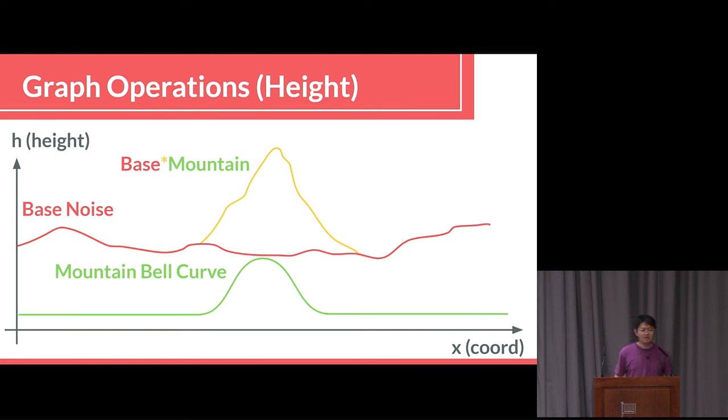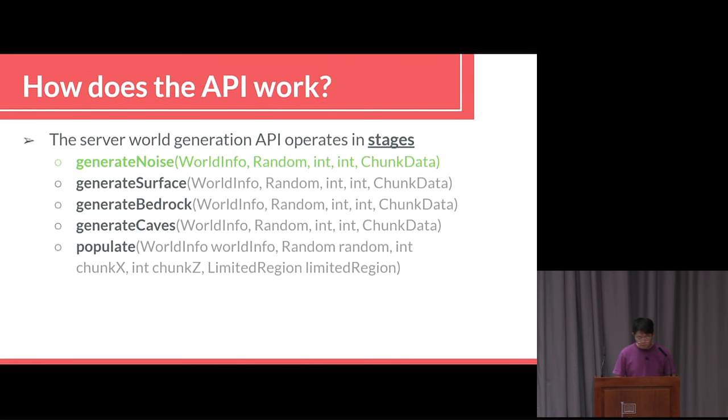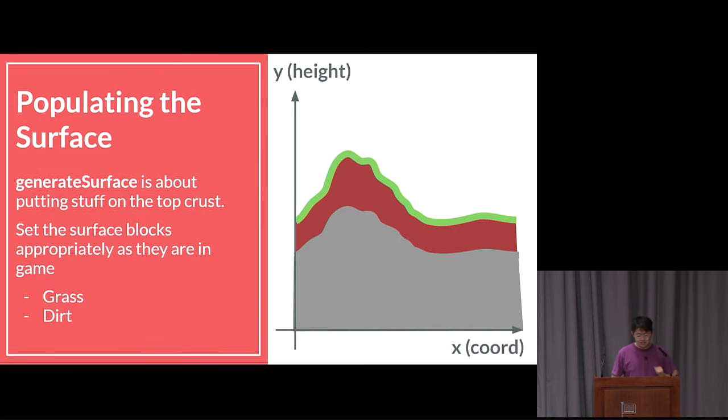If we want infinite variation, we can just replace the bell curve with another noise function. Maybe I could just pick simplex noise again. Or maybe I can even use a sine wave if I want fixed distances between each mountain. The same strategy can be used for oceans, only the other way around. And with that, we can kind of knock out the first stage. Let's go on to the next stage.